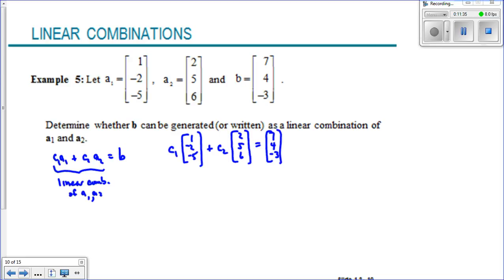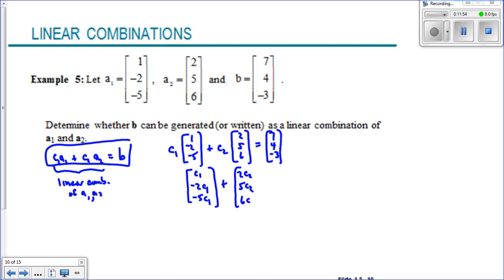All I'm doing is looking at this vector equation and filling in the vectors. Okay, now we know what scalar multiplication is. This is just equal to c1, negative 2c1, negative 5c1, and 2c2, 5c2, and 6c2. Well, we also know how to sum vectors together. The left side is equivalent to c1 plus 2c2, negative 2c1 plus 5c2, and negative 5c1 plus 6c2.